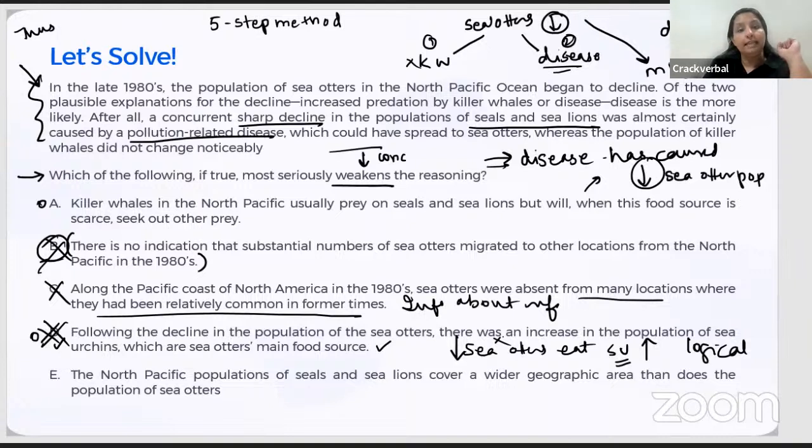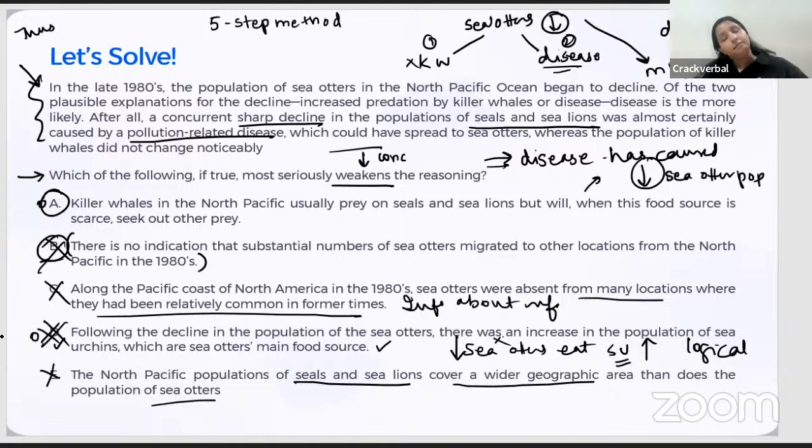Now, option E is saying that the North Pacific population of seals and sea lions cover a wider area. They're talking of seals and sea lions, and they seem to be seen in greater parts of the North Pacific than sea otters. This is still not telling me about the decline of the sea otters. This is out.